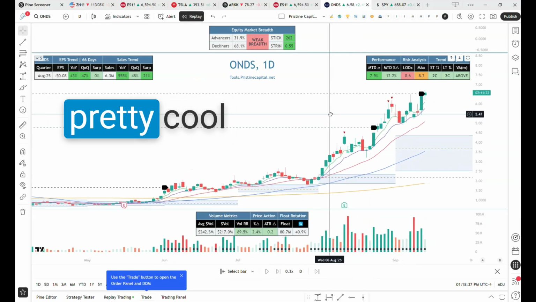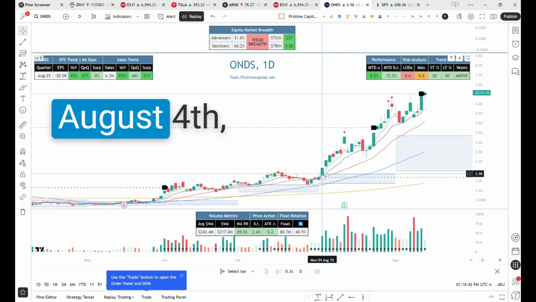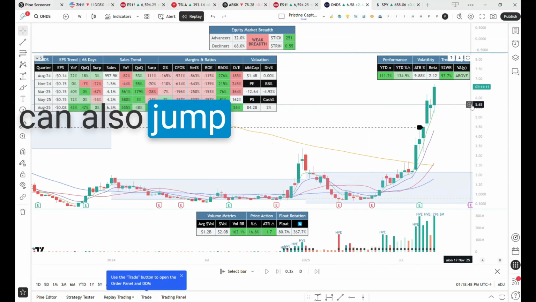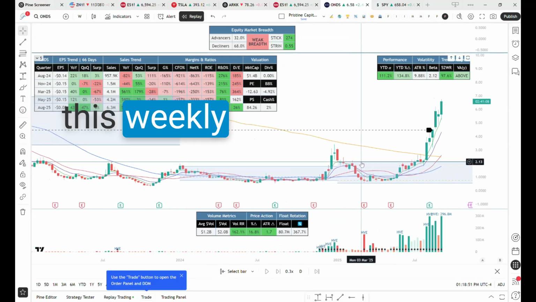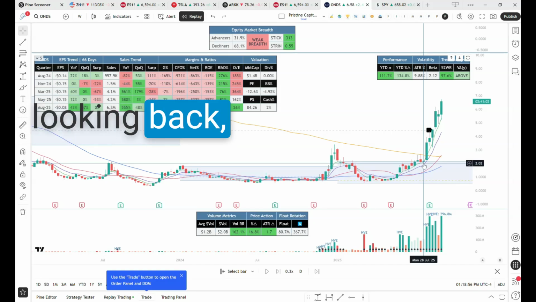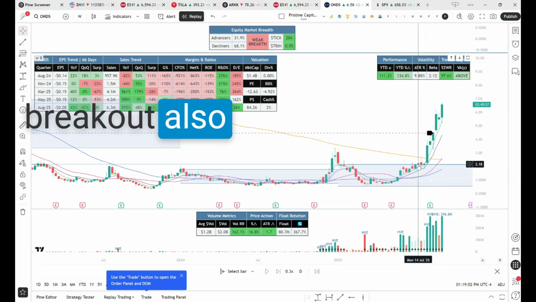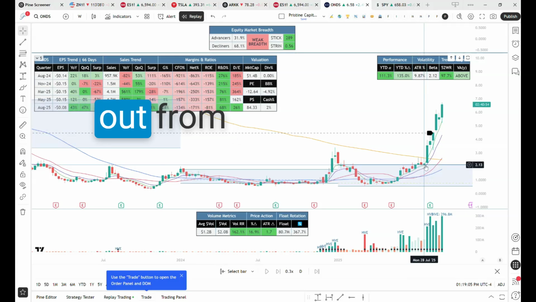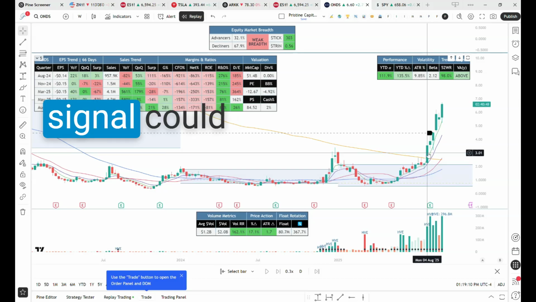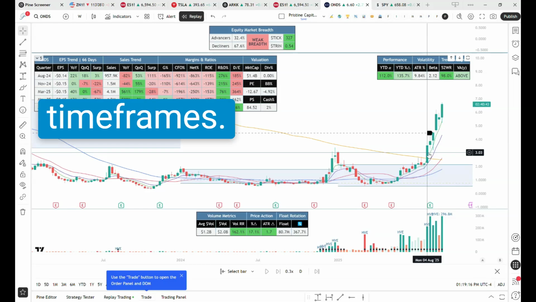Now, the other thing that is pretty cool to see when it comes to this breakout is if we look at this day, August 4th, when we had that monthly value area breakout, we can also jump out to the weekly chart. And remember, this weekly chart is showing us the yearly value area. And so what I also see when looking back, of course, with 20/20 hindsight, is that that monthly value area breakout also coincided with this thing breaking out from the yearly value area. So another gem you might take from this is, hey, a signal could be stronger if you're simultaneously breaking out from value on multiple time frames.